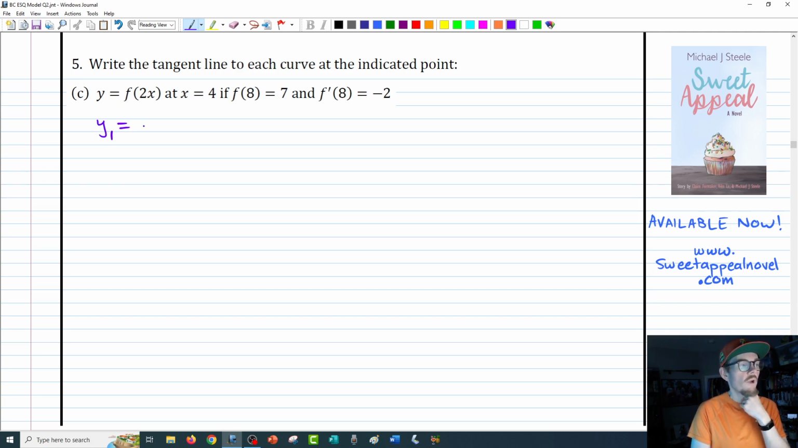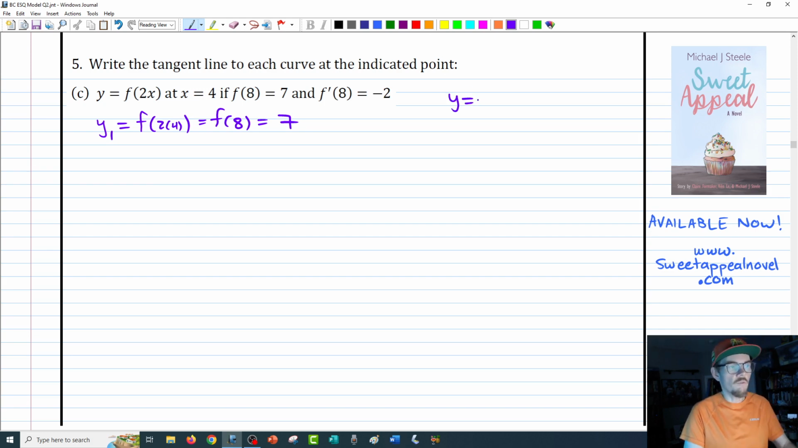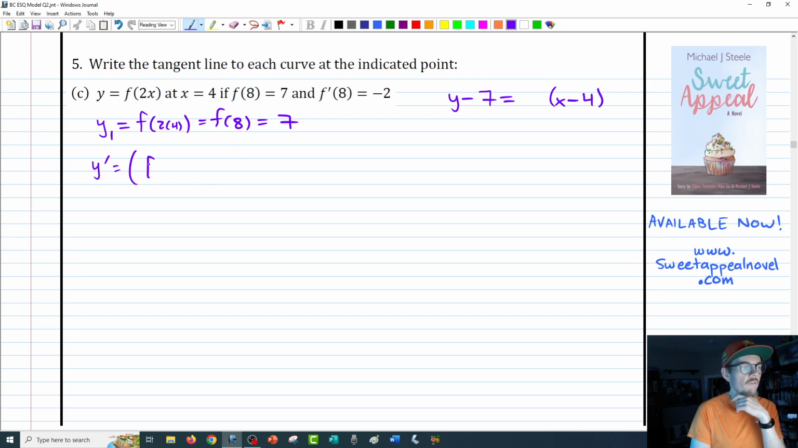First and foremost, y sub 1 is going to be f of 2 times 4, which is going to be f of 8, which, hey, look at that, they gave us that as 7. So if you're scoring at home, which, I guess you probably are, based on you watching this video, we'll get y minus 7 on the left. On the right, we can already put in x minus 4, since we're doing the tangent line at 4, but we do need to take the derivative of f of 2x. And as I sort of let slip earlier, this one involves the chain rule. It's not a difficult chain rule, but it is a chain rule.